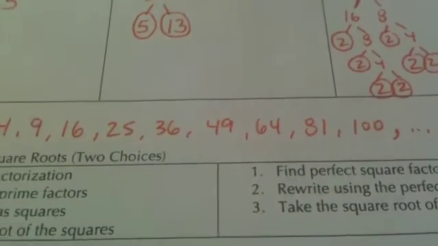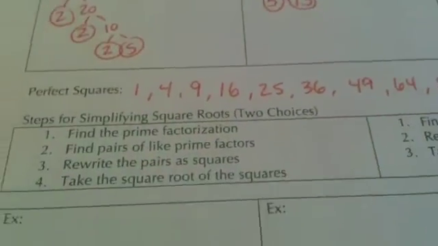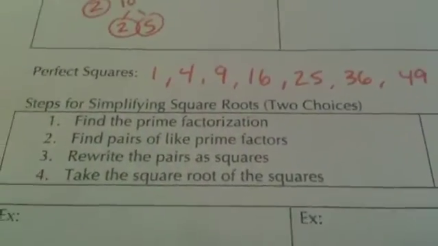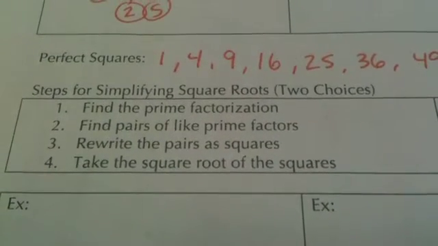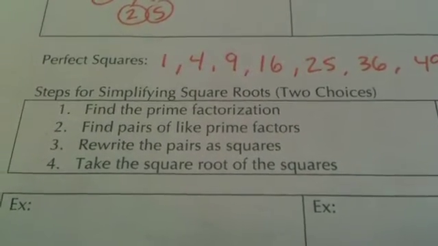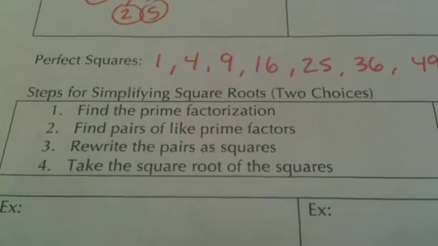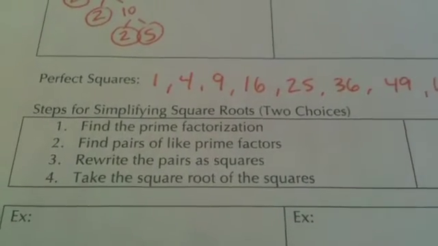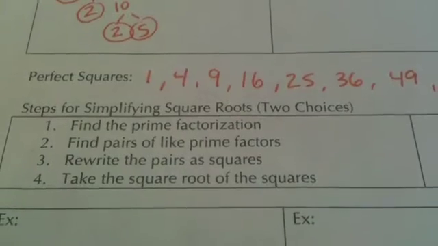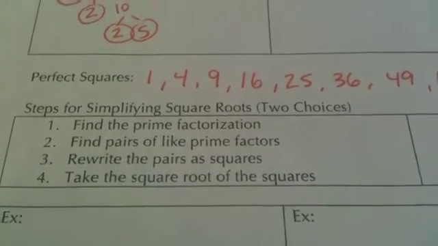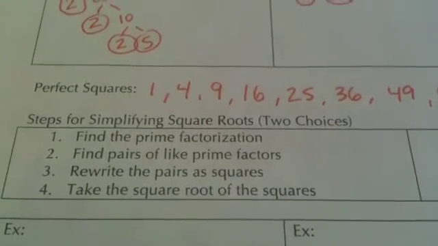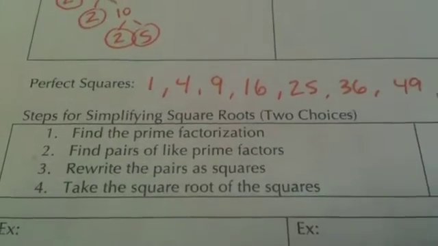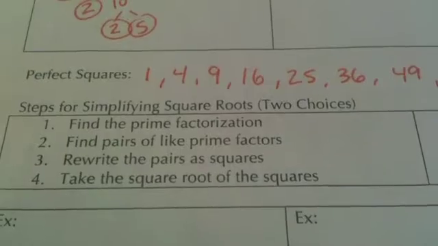Okay? All right. Well, I have a couple of rules already printed on here for you, and these are the steps for simplifying square root problems or expressions. And there's two choices. The first one is to do the prime factorization, what we just did before. Then find pairs. In other words, find two factors that are the same, two 2's or two 5's. Rewrite the pairs as squares and then take the square root of the squares.